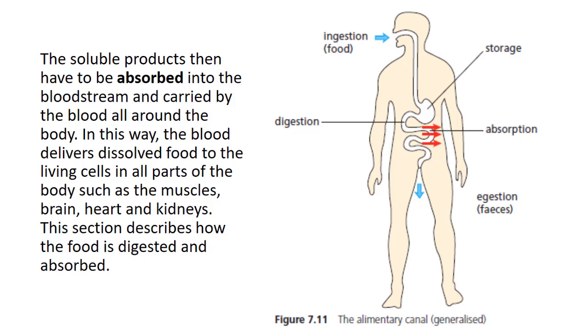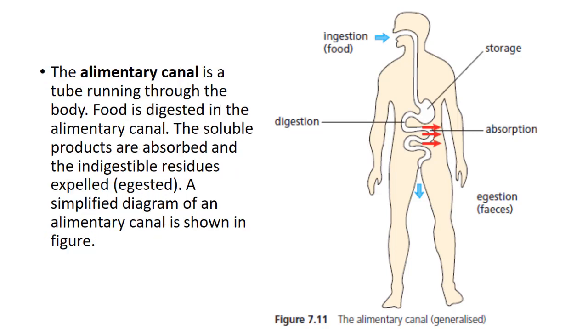Of course, first we said we are going to ingest some food. It goes down to our stomach, where it is stored and starts to be digested over a short period. And of course in the beginning of the small intestine digestion happens, and in the middle part of it absorption of the nutrients happens, and there is elimination of the undigested material.